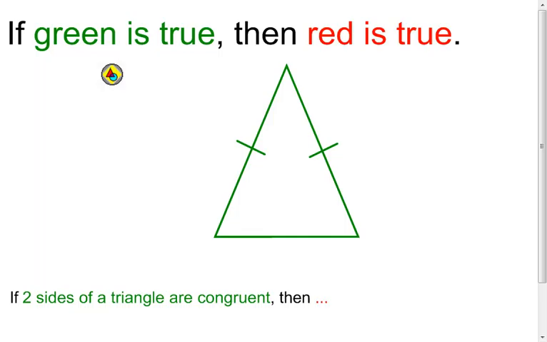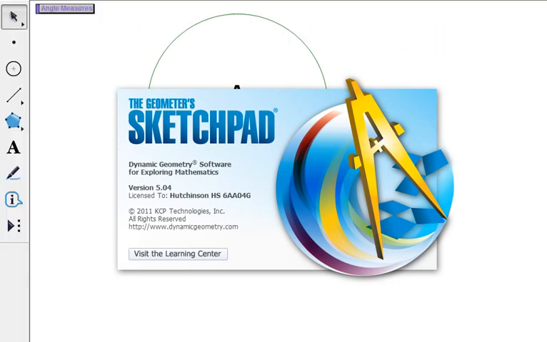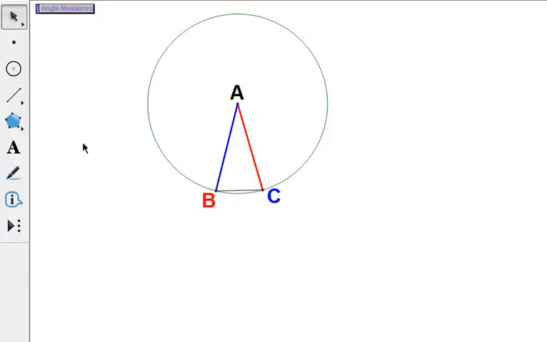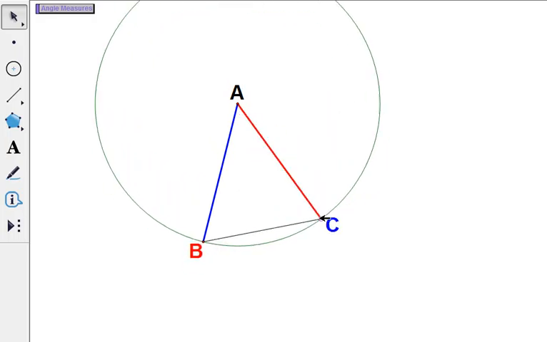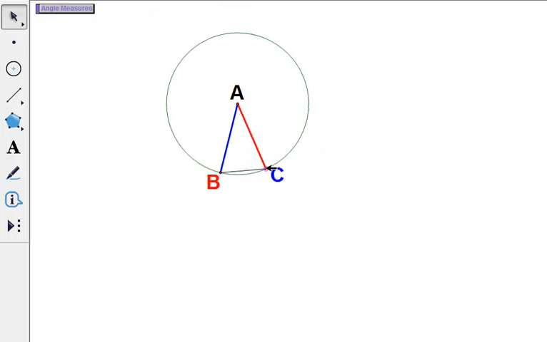Now the first theorem I have here talks about if you know two sides of a triangle are congruent, in other words, you know that it's isosceles, then what else do we know? Well, I'm going to look at a Sketchpad file here. Here I have an isosceles triangle, and the way I know that it's isosceles is because A is the center of my circle, and this red segment and blue segment are radii of the circle. Those are always congruent, therefore I know it's an isosceles triangle.